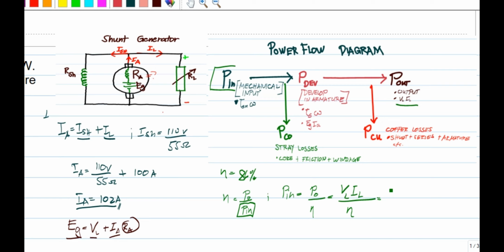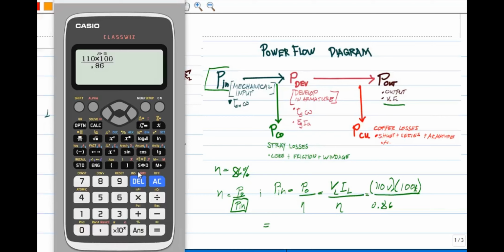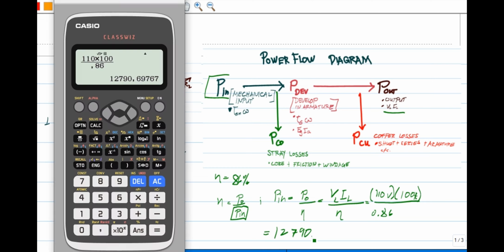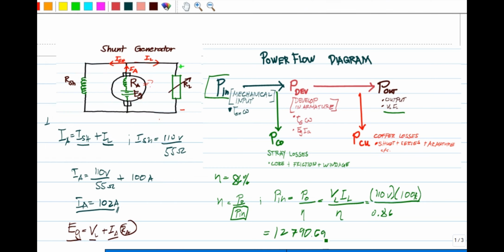So we have 110 volts times IL of 100 amperes over the efficiency of 0.86, which is equal to 12,790.698 watts. That is the overall input.